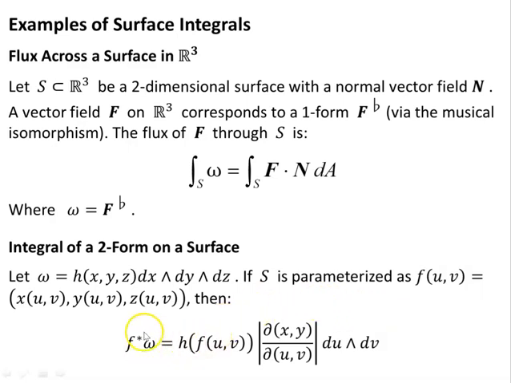So the pullback of omega under the map F becomes h of f of uv, the variables with which we parameterized our surface. So the surface is x, y, z in 3 dimensions. It's now become a 2-dimensional surface by parameterizing in terms of the 2 variables u and v. And then we can integrate that. So it's h of f of uv, the determinant of the Jacobian matrix, du wedge dv.